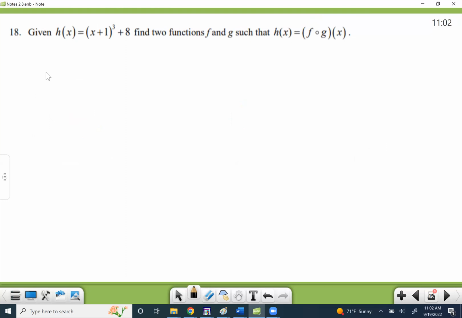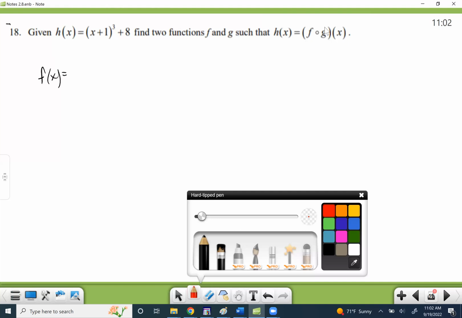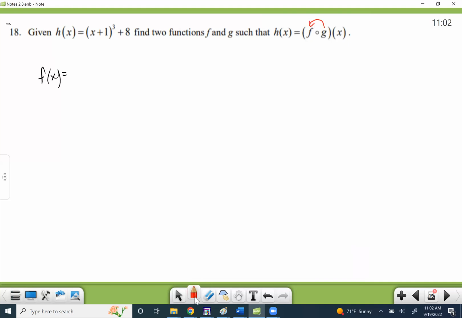So I want to find two functions, f and g, such that, again, when I plug g into f, I get h of x. Oops.